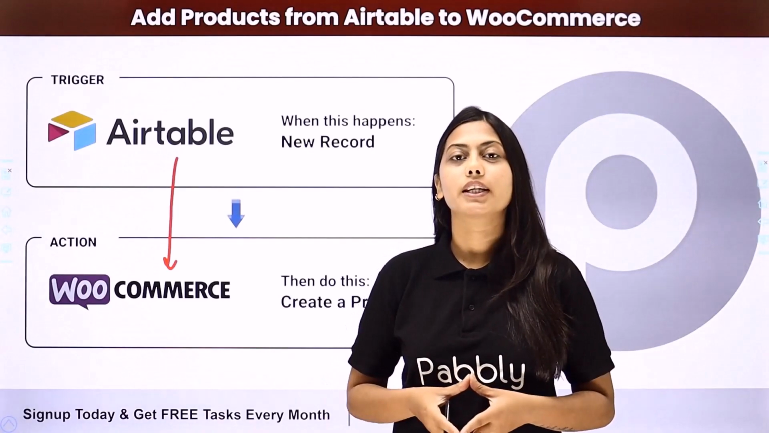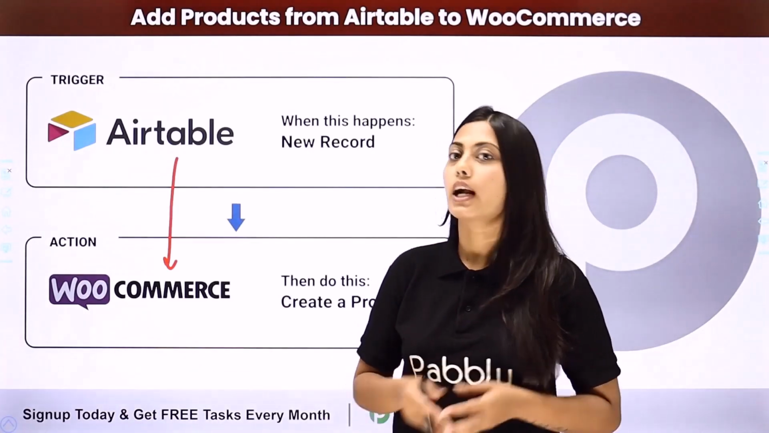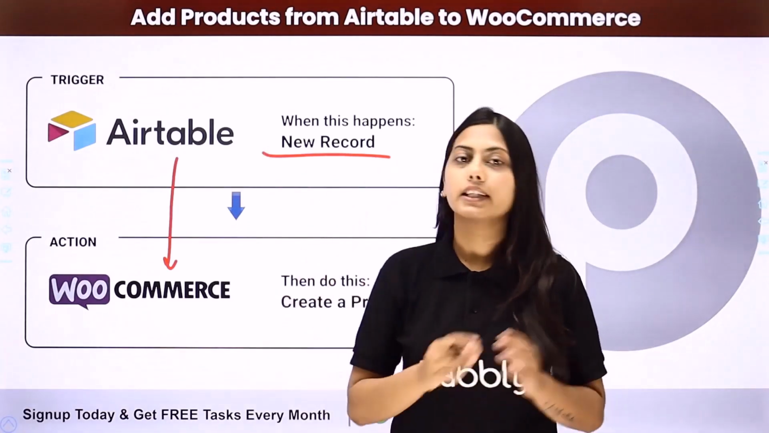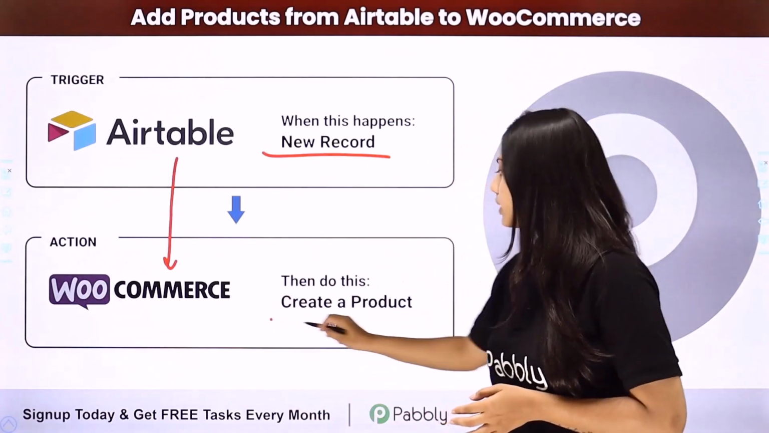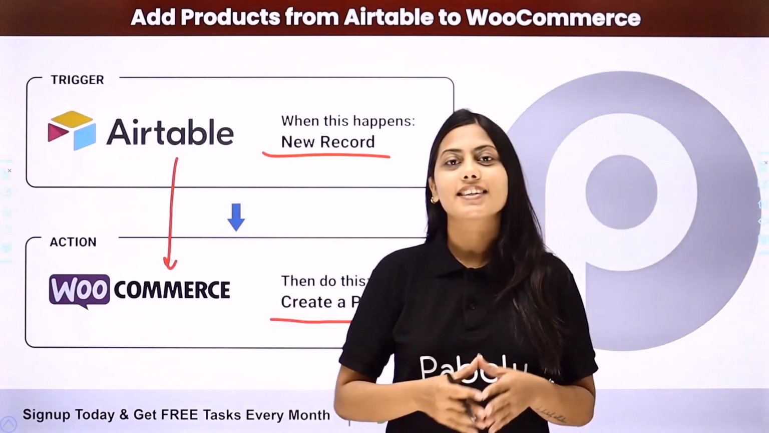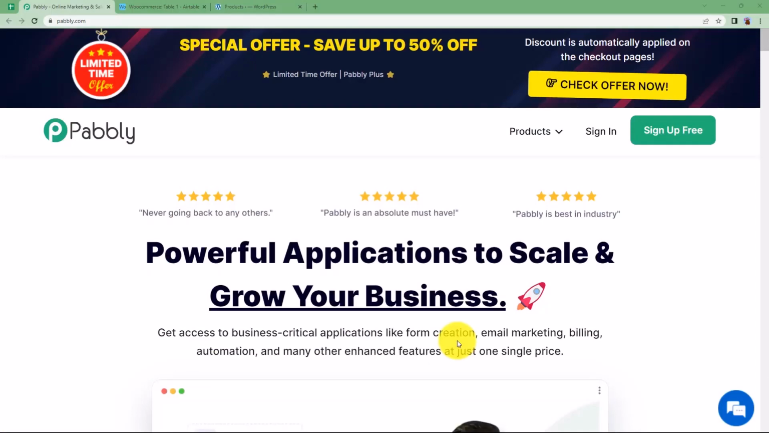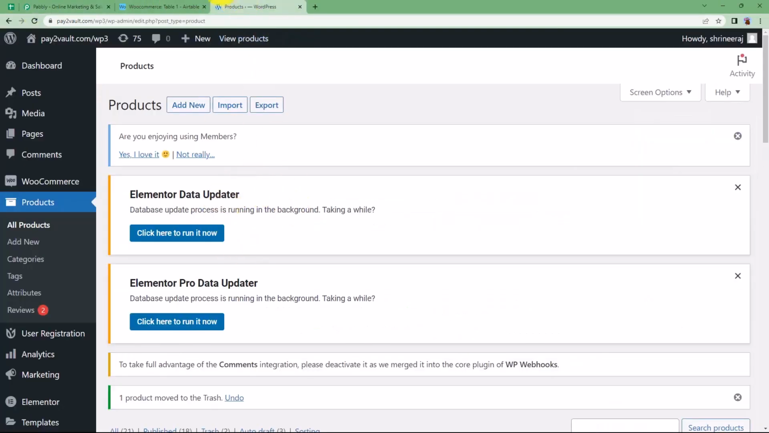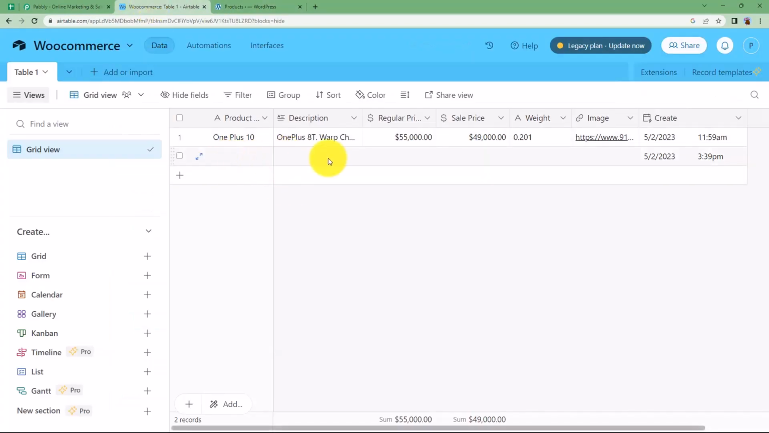This automation can be created with the help of Pabbly Connect, where our trigger will be the new record created in Airtable and our action will be to create a product in WooCommerce. Let us learn how to do that. So in this video, we will learn how you can create a product in your WooCommerce every time you add the details of that specific product in your Airtable record.